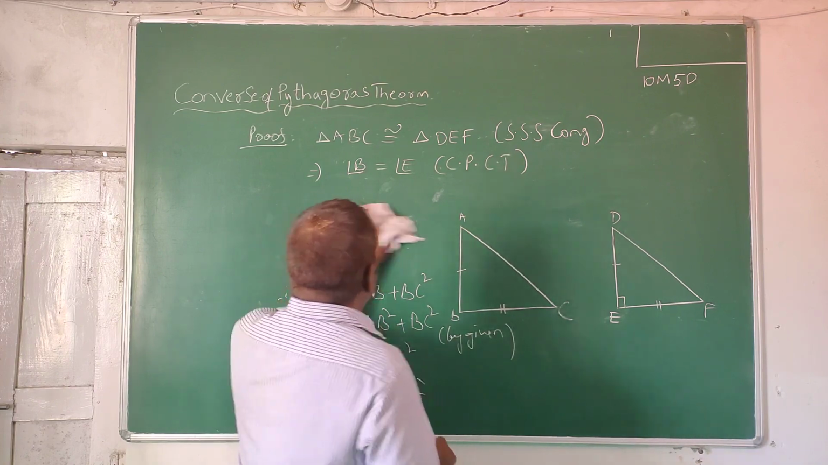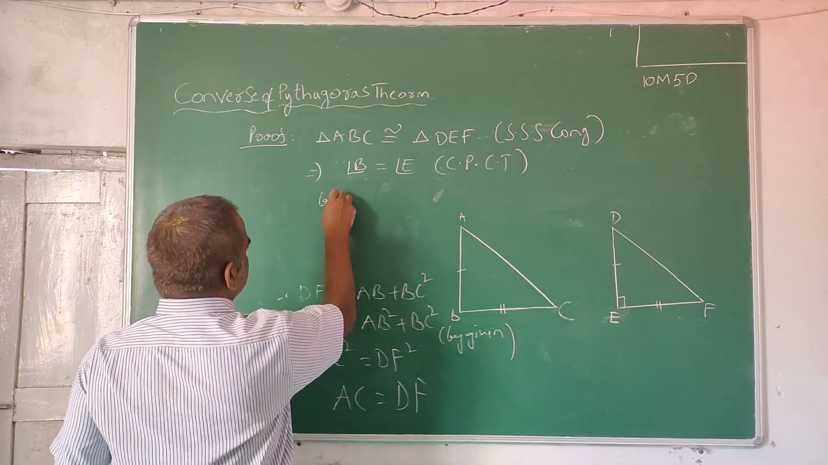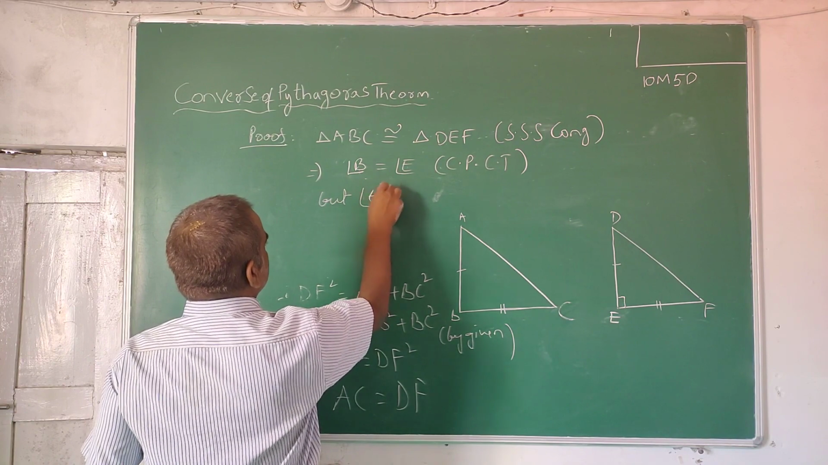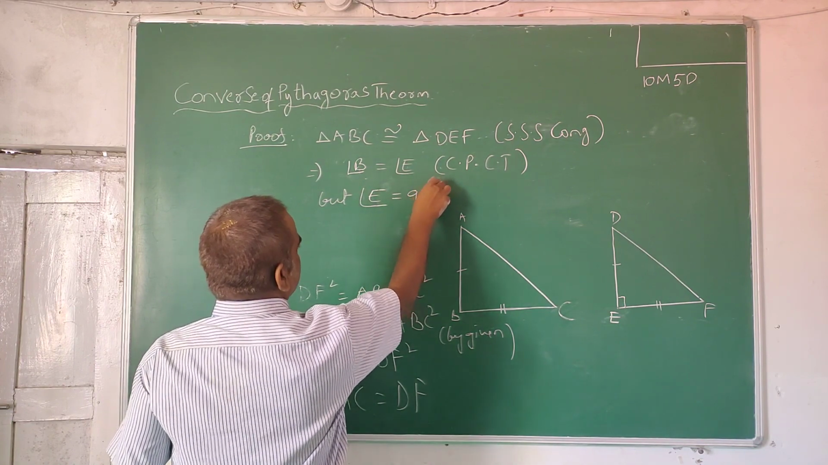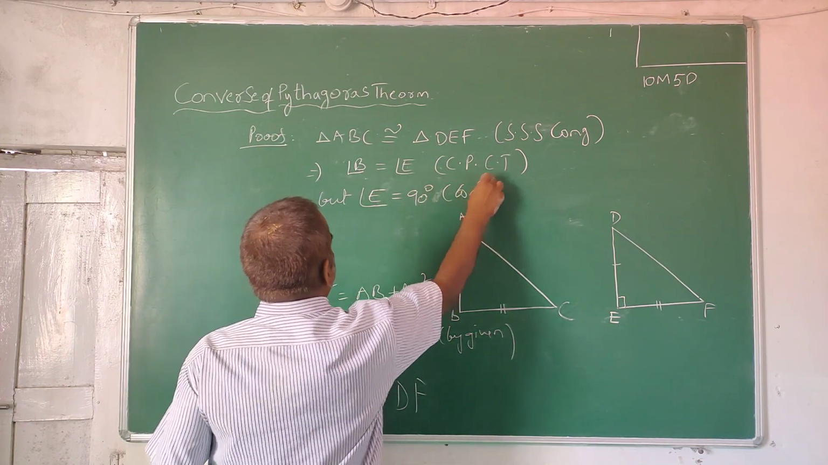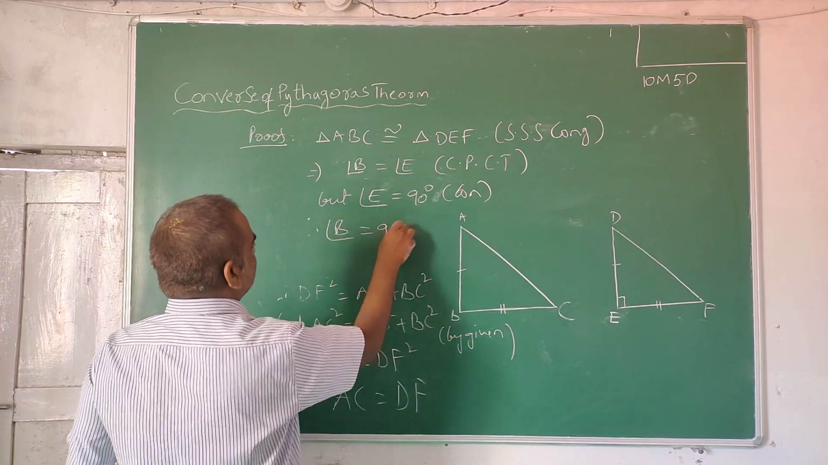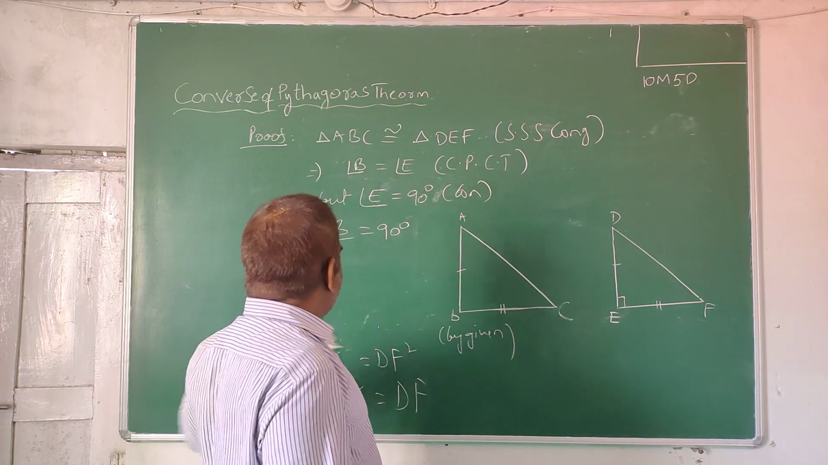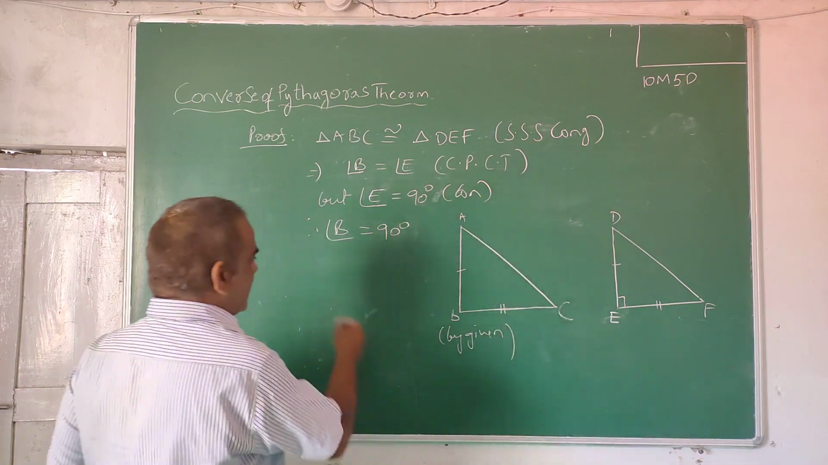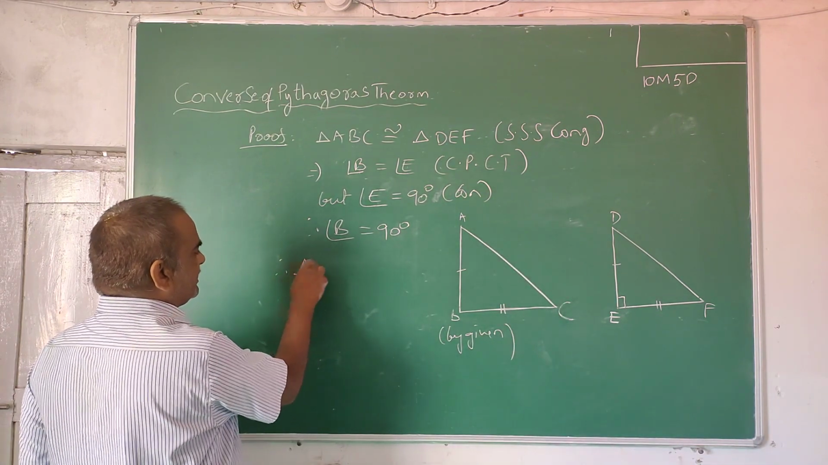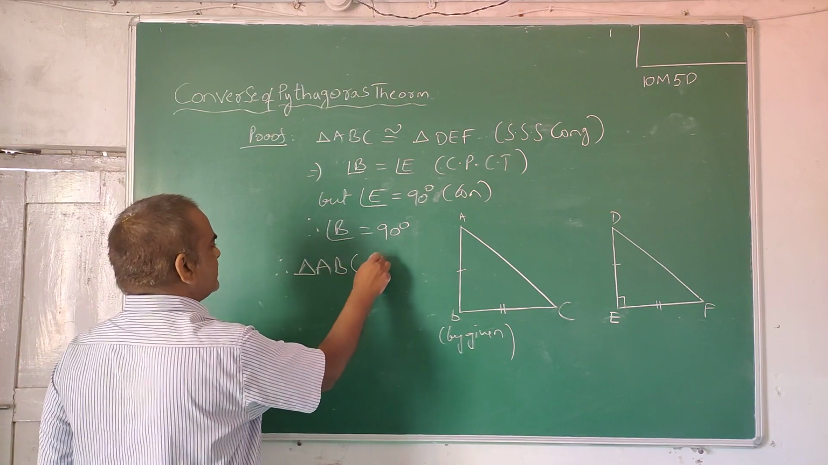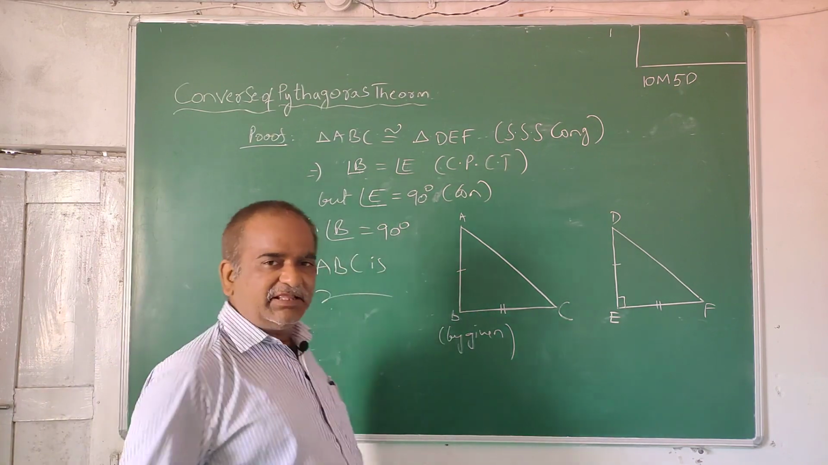But angle E is 90 degrees by construction. Obviously, then angle B is equal to 90 degrees. Therefore, triangle ABC is a right triangle. Hence proved the theorem. Understood?